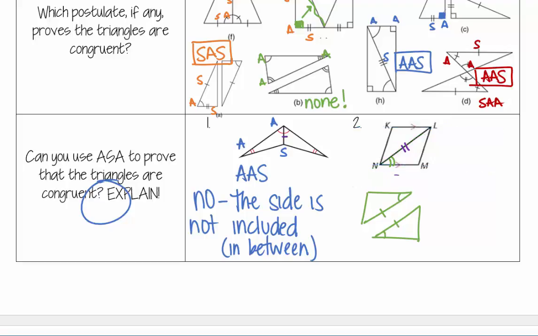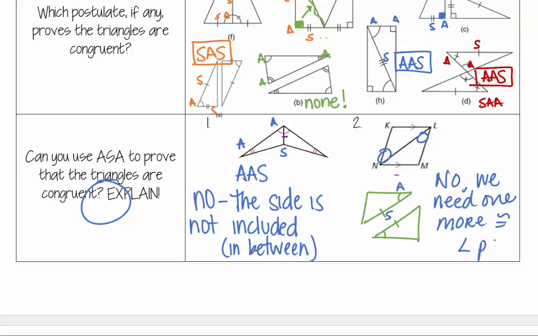Now, they didn't tell me any more information here, so I can't really assume anything else. So I only have an angle and a side. That's not enough information. So we can say no. We would need another angle, and we would need to know that this angle down here and this angle here were the same. We need one more congruent angle pair. So those ones we couldn't prove.